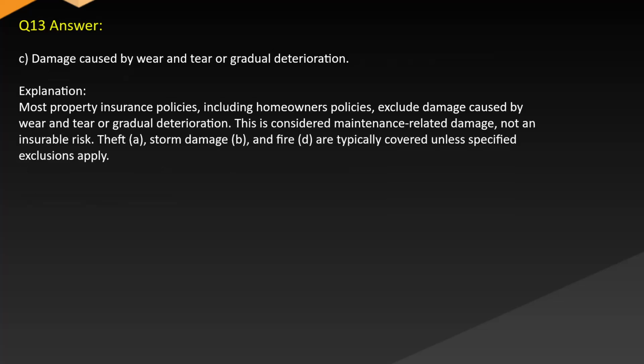Answer: C. Damage caused by wear and tear or gradual deterioration. Explanation: Most property insurance policies, including homeowners policies, exclude damage caused by wear and tear or gradual deterioration. This is considered maintenance-related damage, not an insurable risk. Theft, A, storm damage, B, and fire, D, are typically covered unless specified exclusions apply.